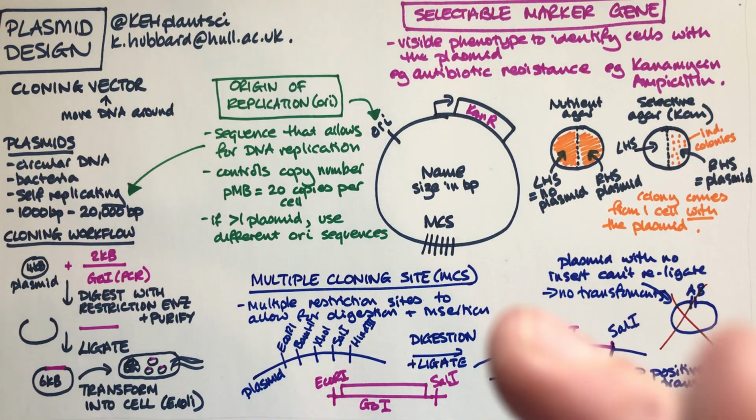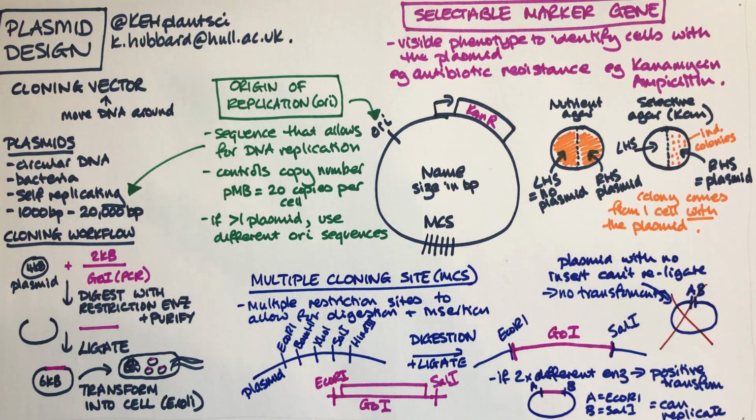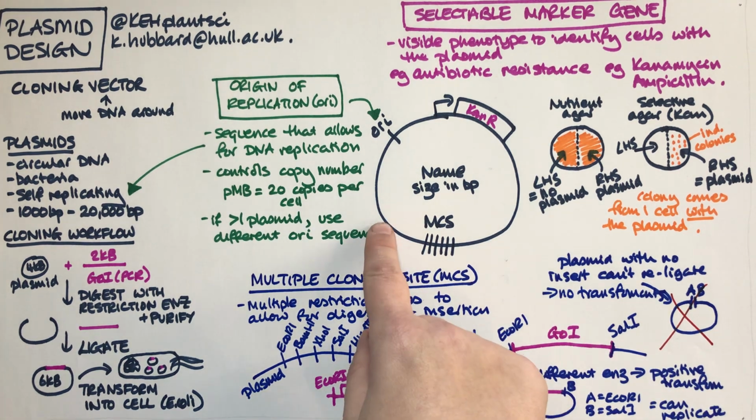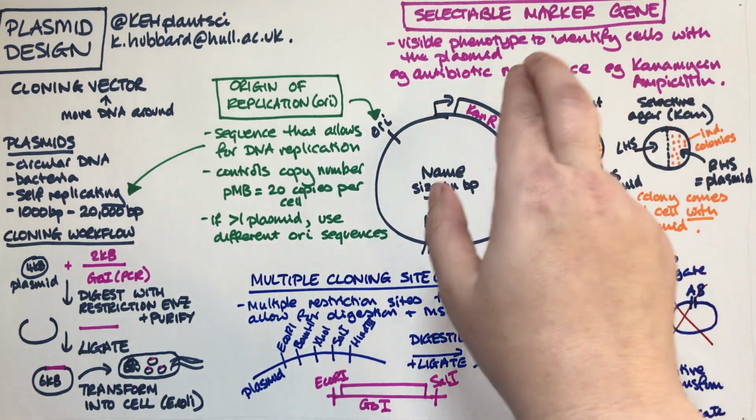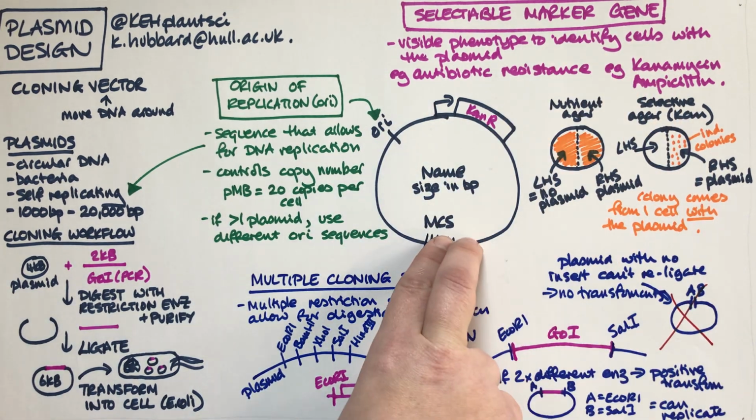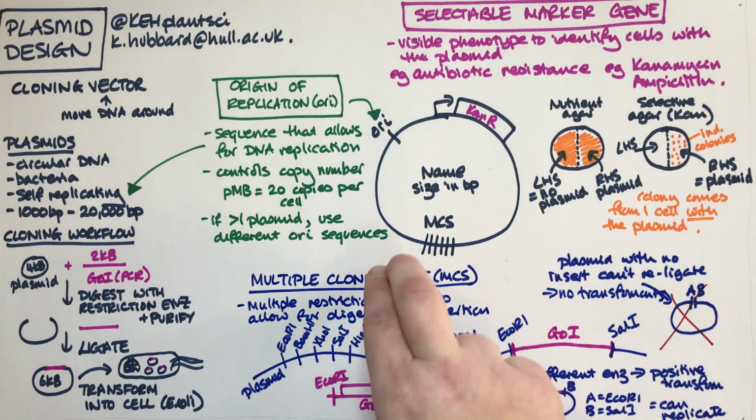Now your plasmids can get much more complicated than that. You can have multiple different genes in there, you can put promoters in there and all sorts of different things that other videos will talk about, but your bare minimum is this system with an origin of replication, a selectable marker gene and a multiple cloning site so that you can put in whatever you like.